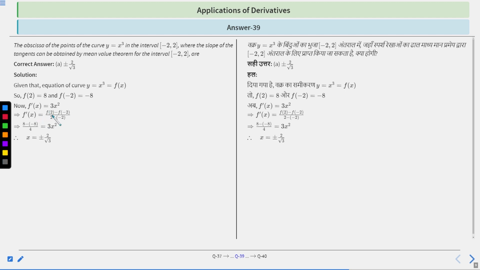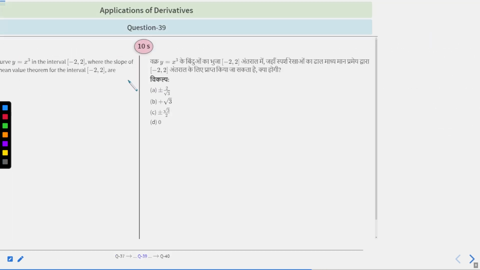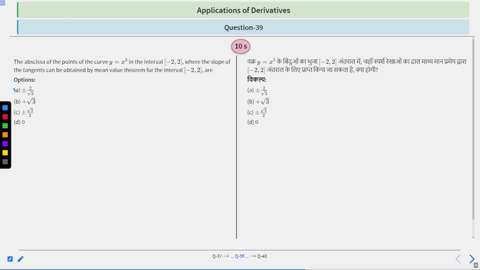Now f dash x can be written as f(2) minus f(-2) upon 2 minus -2. Which can be written as 8 minus -8 upon 4, which is equal to 3x square. Therefore, x is basically plus minus 2 by root 3 after solving this. So by this way, you can apply mean value theorem. First, you have to check the conditions of mean value theorem. After that, you can apply. So I think option A is the right choice, plus minus 2 by root 3.